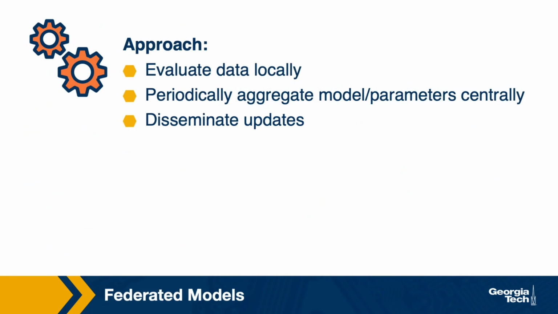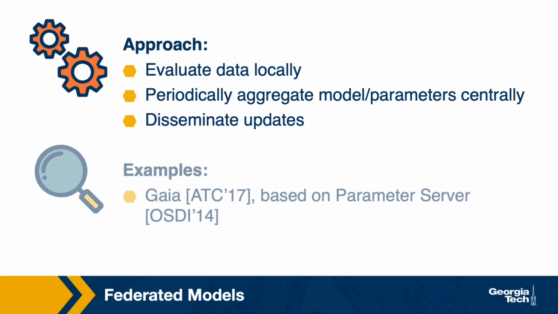Another way to do this is by using approaches which behave more like a federated system. In these approaches, data is evaluated locally. There is some learning that takes place locally. And then periodically, these locally computed models are somehow aggregated. Their parameters are centrally collected. Based on these centrally collected updates, there is some general update that gets computed and it gets disseminated across all locations. One example of this type of system includes a system called Gaia, which we will talk about, which was published in ATC in 2017.